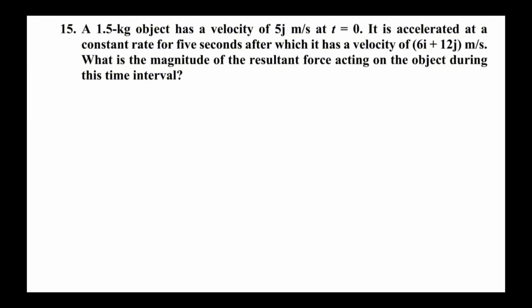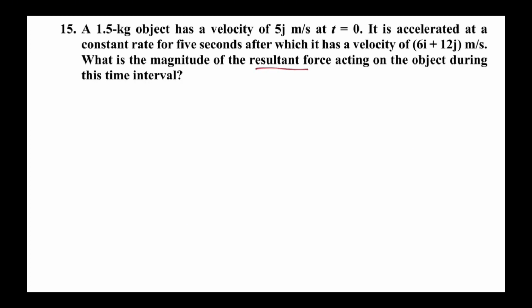A 1.5 kilogram object has a velocity of 5j meters per second at t equal to 0. It's accelerated at a constant rate for 5 seconds, after which it has a velocity of 6i plus 12j meters per second. What is the magnitude of the resultant force acting on the object during this time interval? So what we're looking for here is the magnitude of the resultant force.